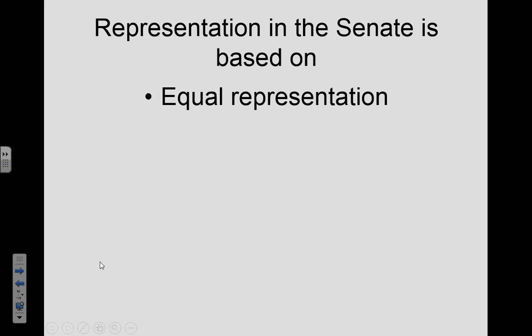Representation in the Senate is based on equal representation, meaning that each state gets the same amount. So even though California is more powerful than us in the House of Representatives, South Dakota is equal in the Senate with all the other states.